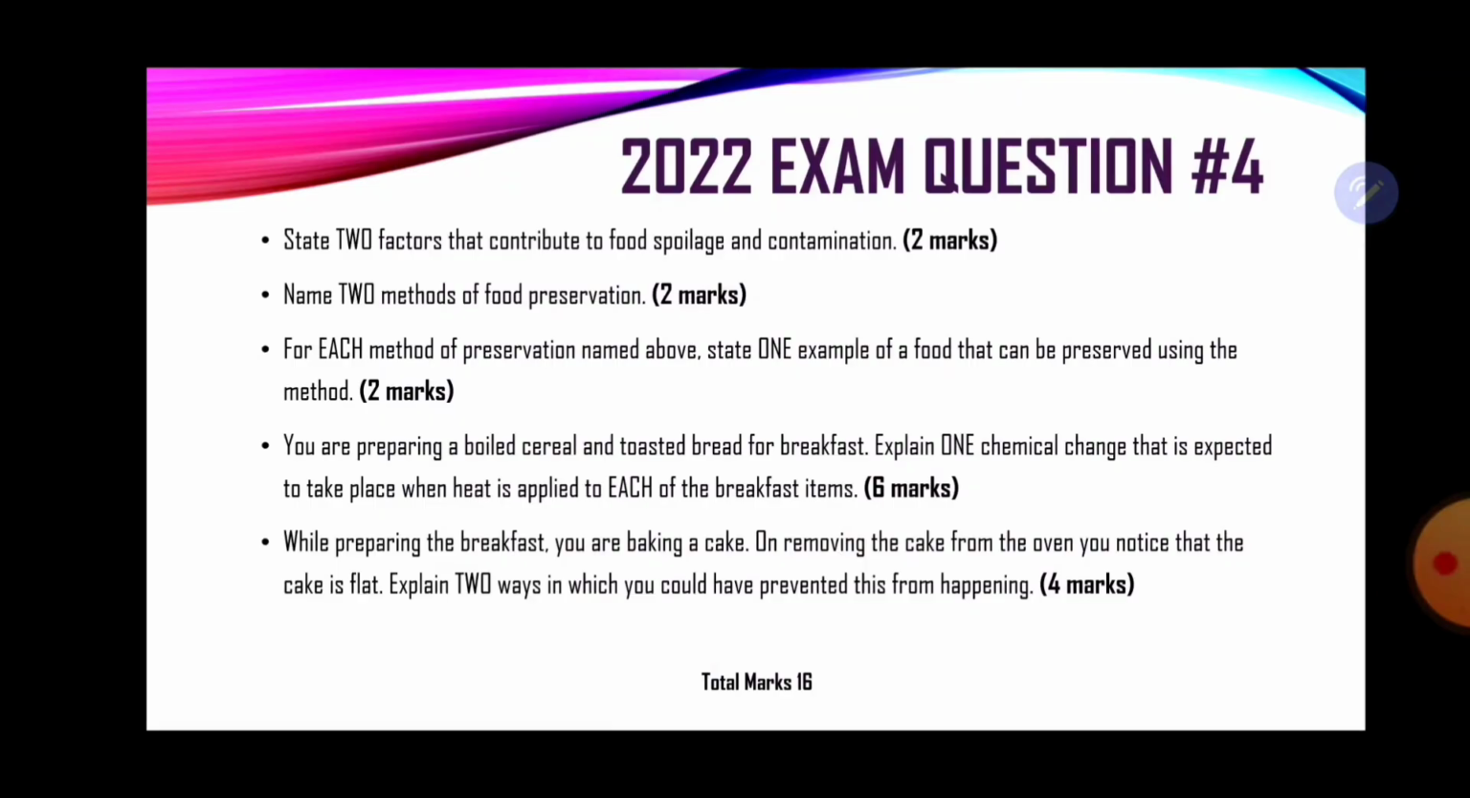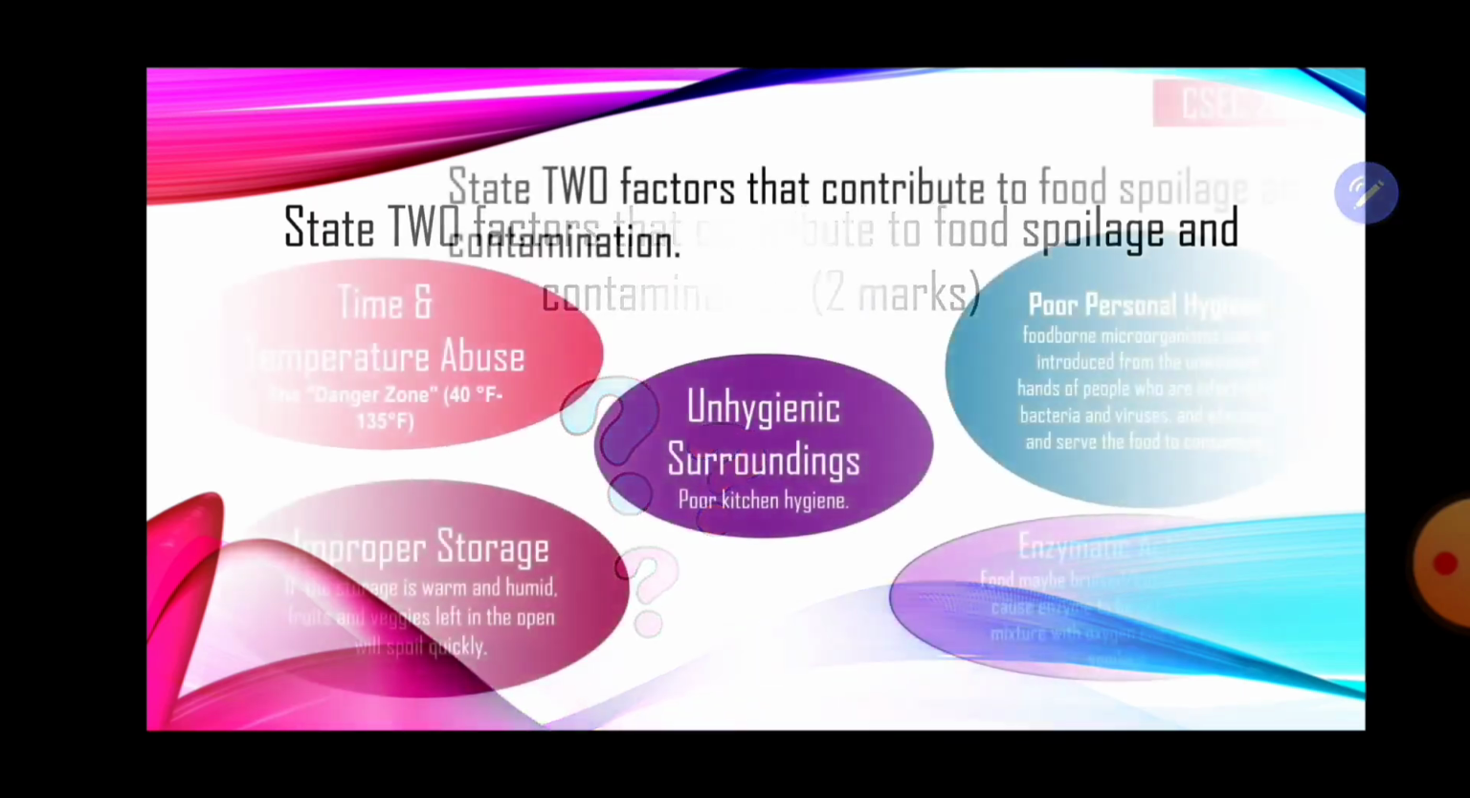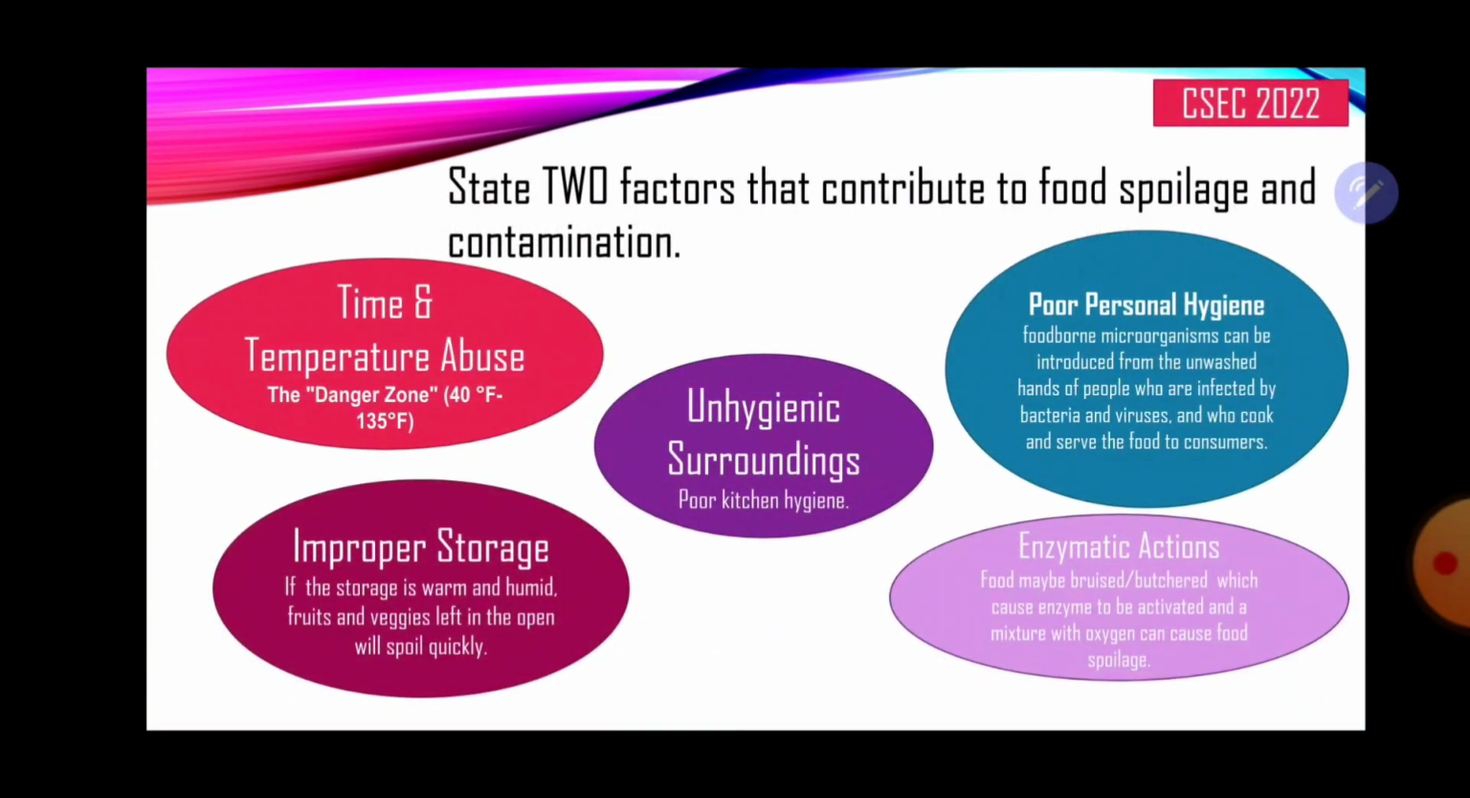Now let's look at the question in detail. State 2 factors that contribute to food spoilage and contamination. The factors here, we have 5 and you could select any 2. So the first one is time and temperature abuse. And we speak about the temperature danger zone, which is between 40 degrees Fahrenheit to 135 degrees Fahrenheit. And this is the ideal temperature for bacteria to grow and reproduce.